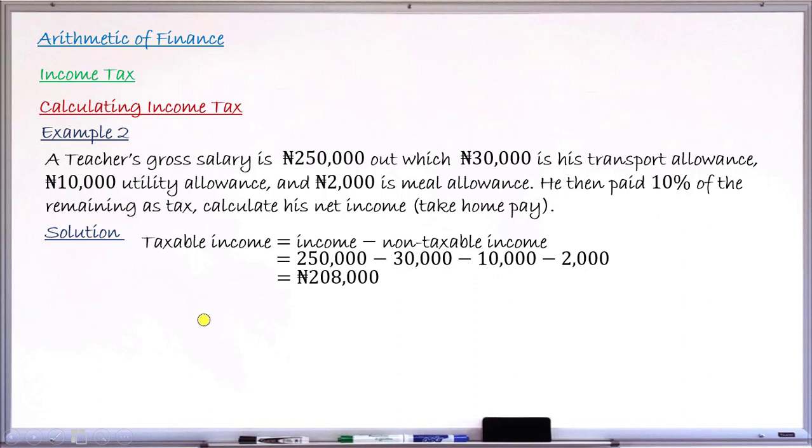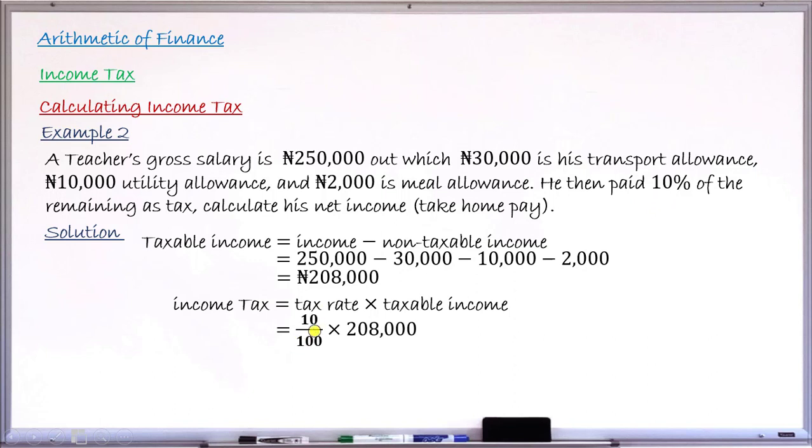So let's just move on and find the income tax. Income tax is given by the formula tax rate multiplied by the taxable income. The tax rate in this case is 10%. Let me do that. So I have 10 over 100 multiplied by the taxable income, which is 208,000. Multiplying this correctly, you now have 20,800 naira. This is the amount of tax this salary earner is going to pay the government.